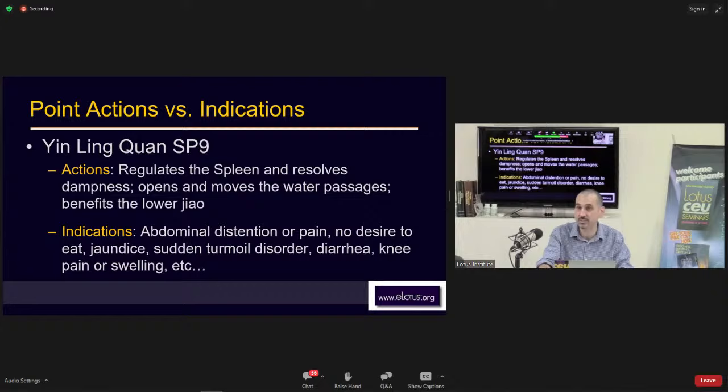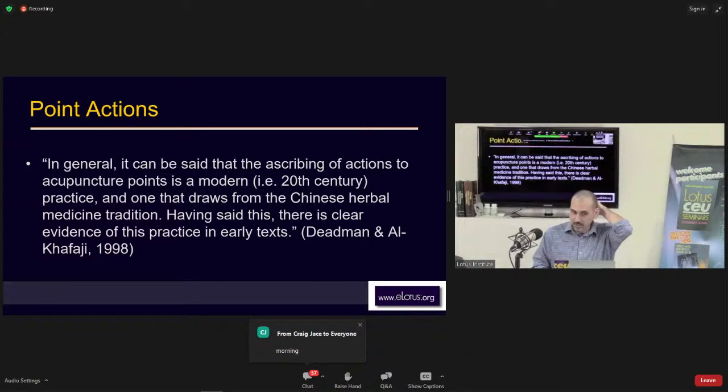It's not that they didn't exist at all. These didn't sort of pop up out of nowhere. It's not that someone just made it up in 1960. But they were derived from indications and other pieces of information we'll get to, right? Deadman and Baker say, in general, it can be said that the ascribing of actions to acupuncture points is a modern, in other words, 20th century practice, and one that draws from the Chinese herbal medicine tradition.